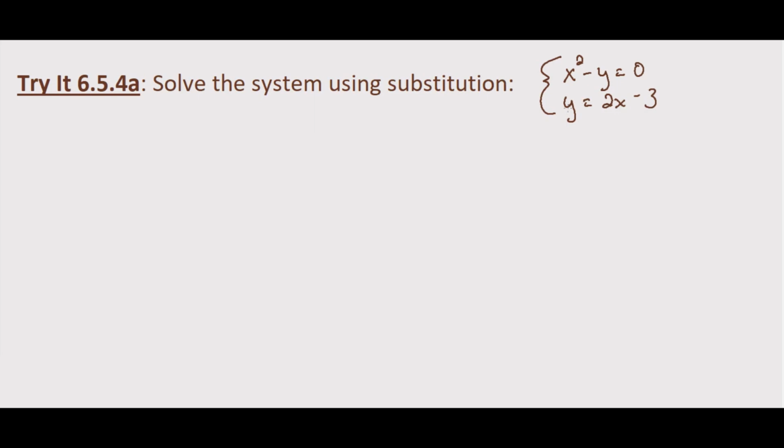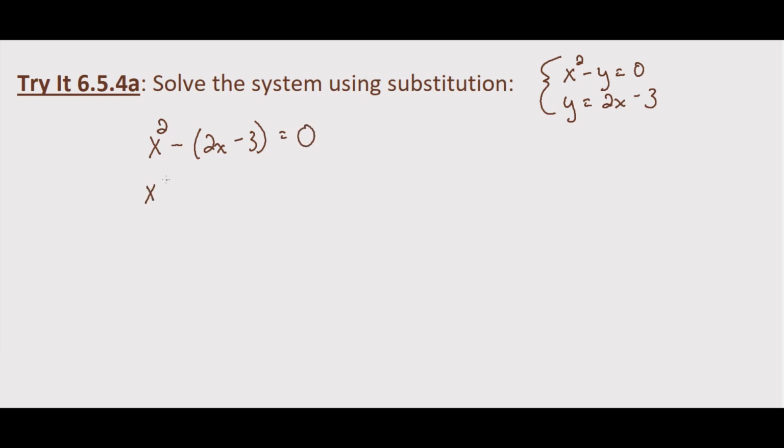Since the second equation is already solved for y, we're going to go ahead and substitute that into the first equation in terms of x. So we have x squared minus y, which our second equation says that y equals 2x minus 3. Be sure to put that in parentheses so you don't lose the negative. That has to be distributed. And that's equal to 0.